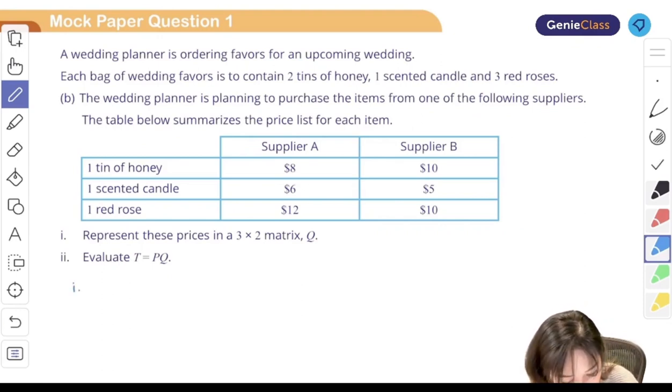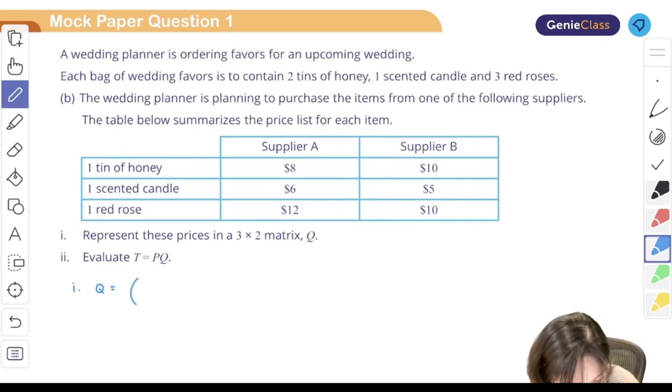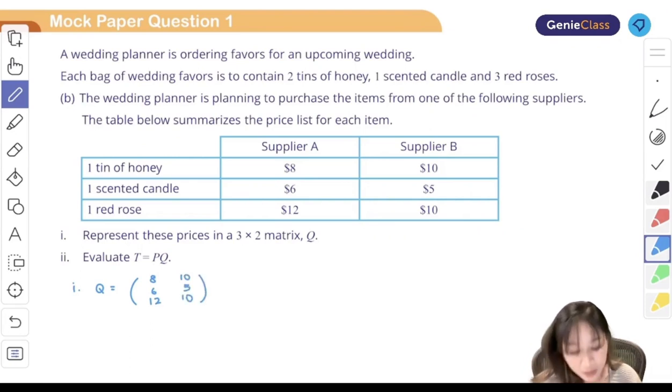So this part's pretty simple. Just convert the table into a 3 by 2 matrix. So you should have 3 rows and 2 columns. So you should have 8, 6, 12, and 10, 5, 10. This should be your matrix Q. If you write this, you get another mark.